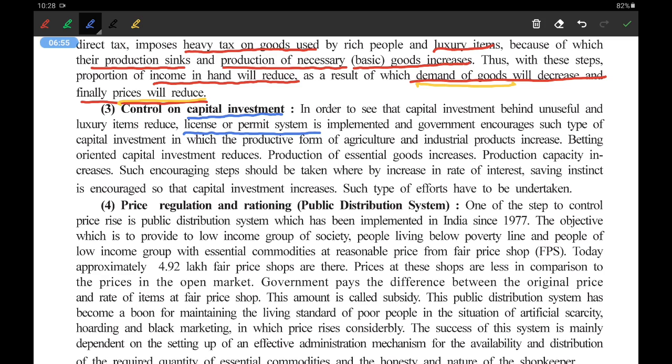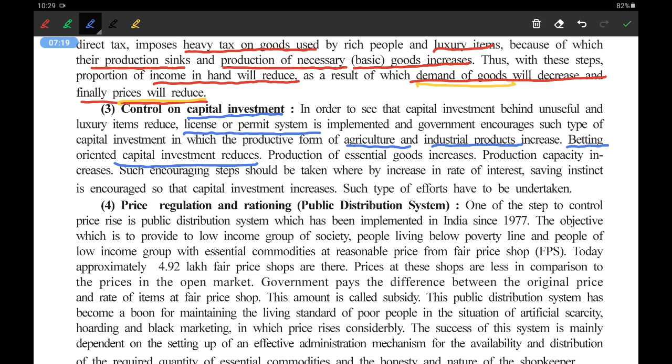Instead, it will give support to investment made in agriculture or industrial products, and that will help to generate new money, new investment into the market. Betting oriented, or speculative, capital investment goes down, and production of essential goods increases.